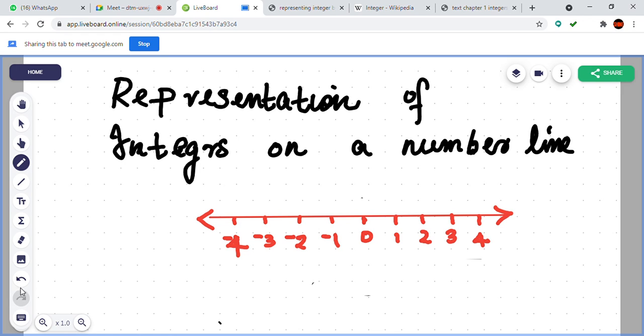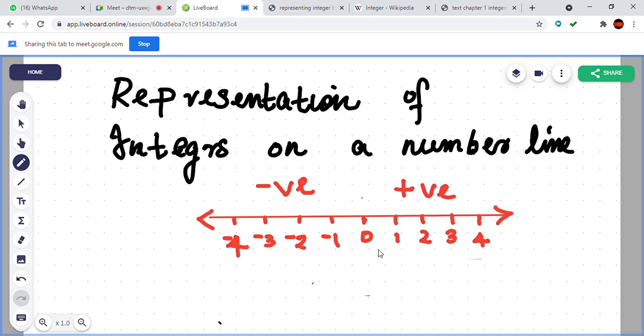Now you remember, no need of copying this, only remember. Right of that 0, we can see all the positive numbers, and left of 0, all are negative numbers. So these negative numbers, 0 and positive numbers, together we call them integers.